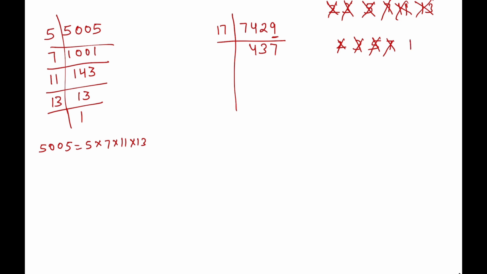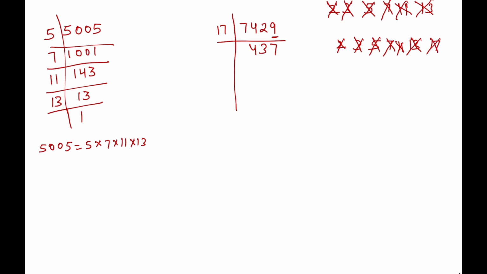Then if we check by 13, 13 threes are 39, then 47. So, it will not go by 13. So after 13, 17 will come over here. When we check by 17, it will go like this. 17 twos are 34, then 97, then it will not go by 17.